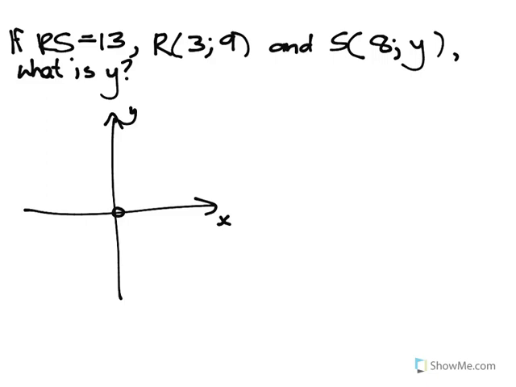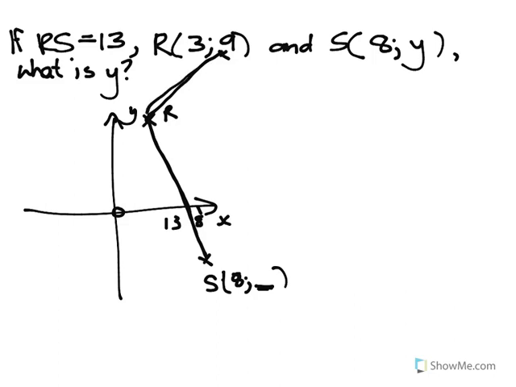R has coordinates (3, 9), so let's say somewhere up here, and for S we just know its x coordinate is 8. So it could be a point somewhere down here, with coordinates 8 and some y coordinate, and the distance between R and S is 13. But likewise, it could be a point somewhere up there. My scale is terrible, but I just couldn't put it high enough.